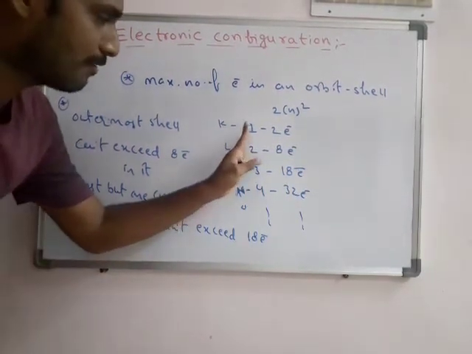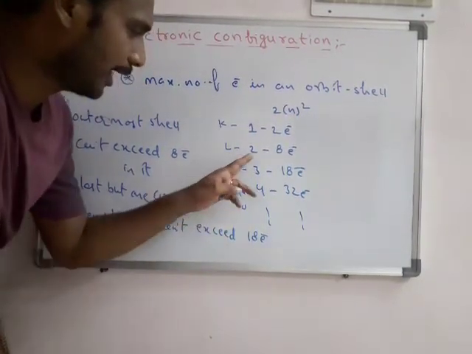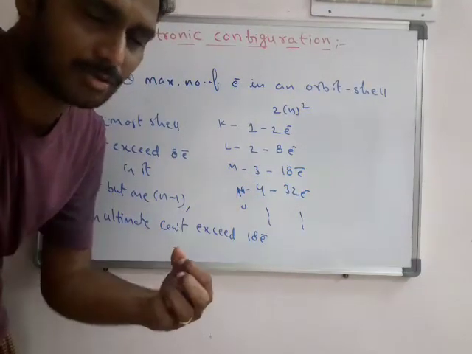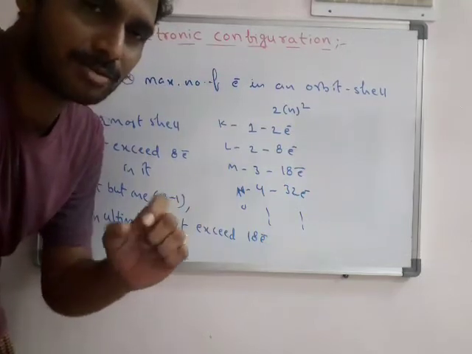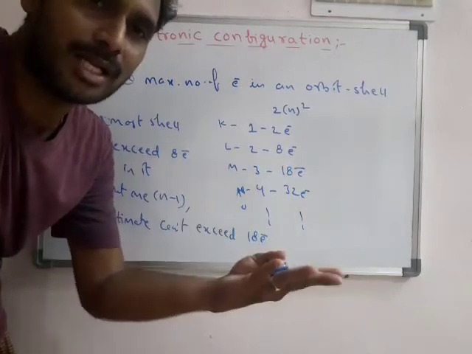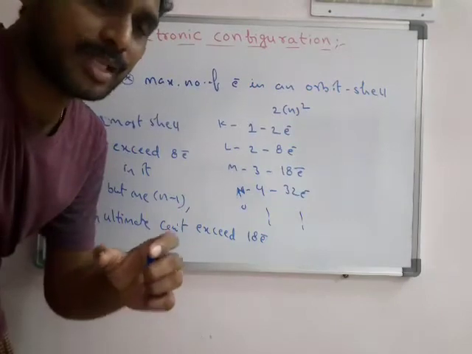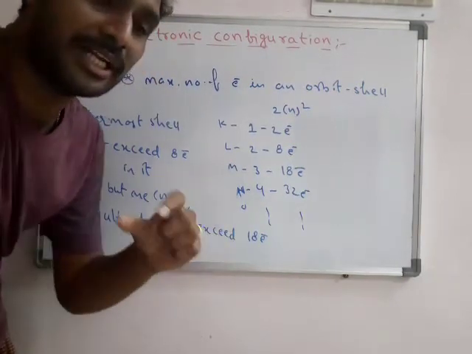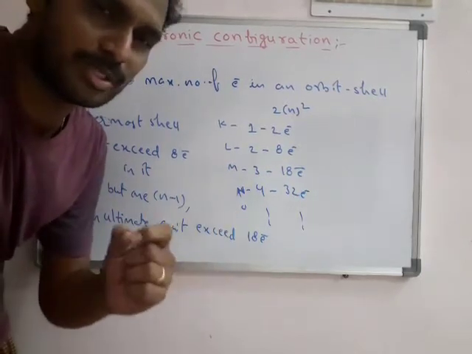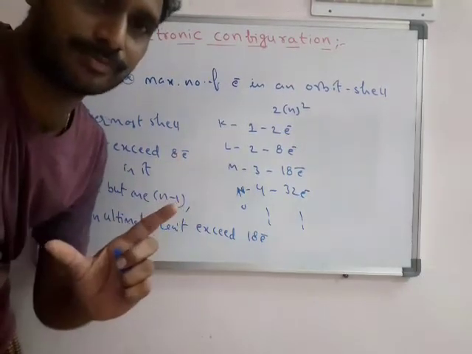Now, while filling up electrons into the levels, the last shell must have 8 electrons or less than 8 electrons. There is no chance of more than 8 electrons. If more than 8 electrons come, they will go into the next level. So based on these rules, we write the electron distribution in different elements. The electron distribution of different elements is called electronic configuration, totally based on these rules.